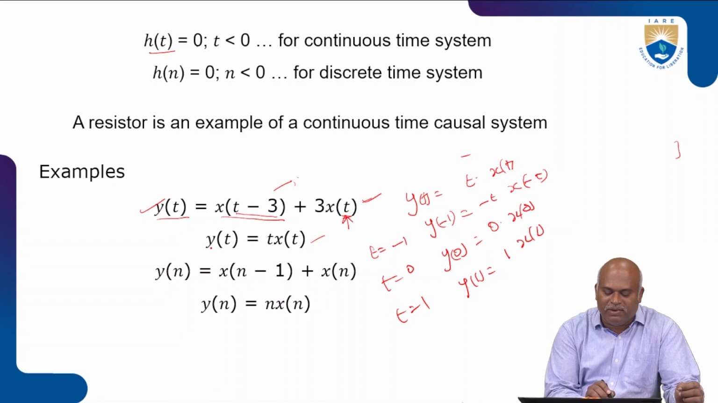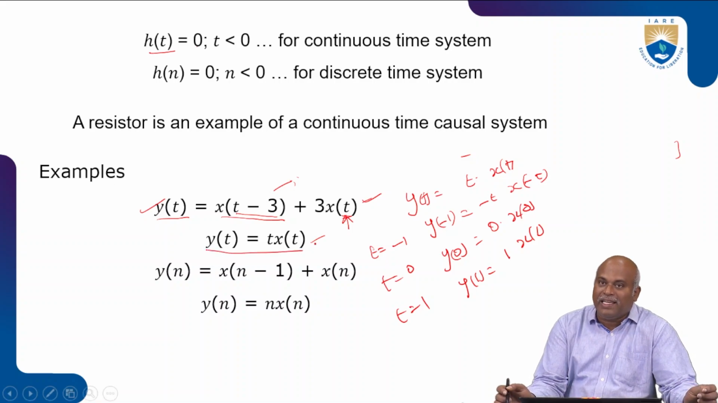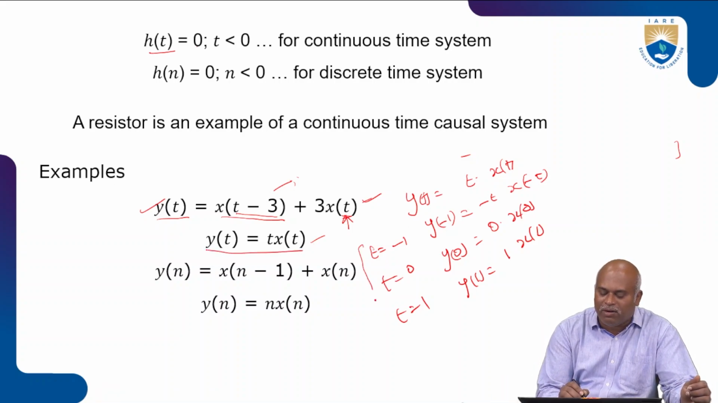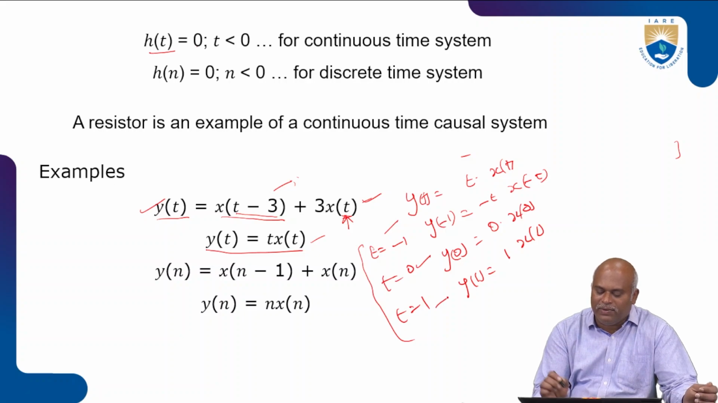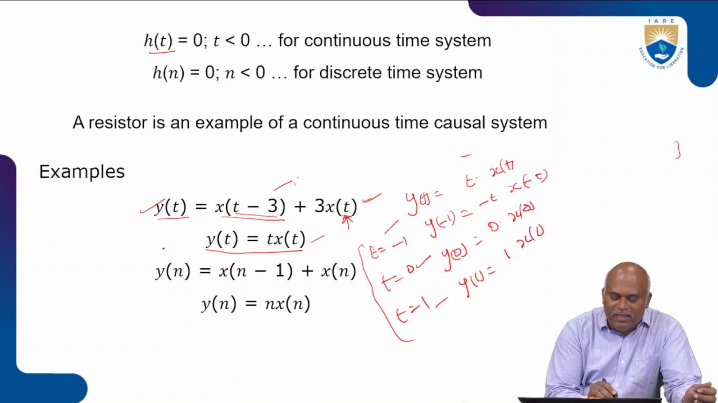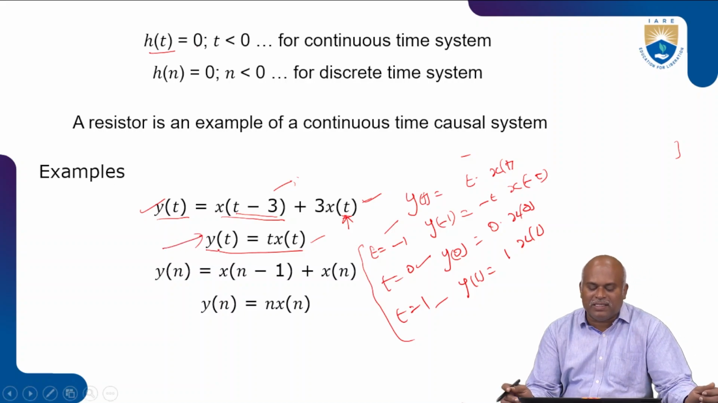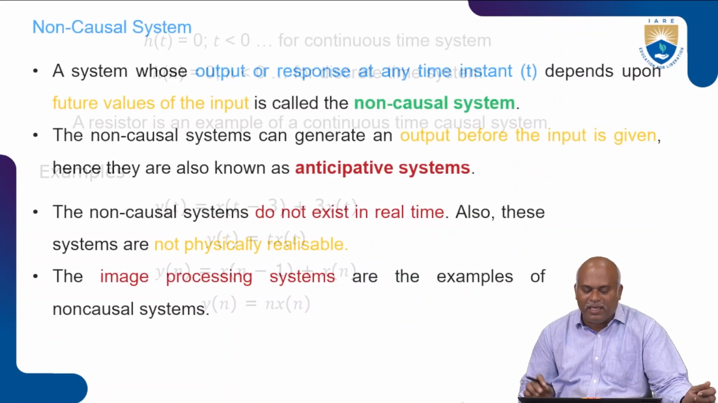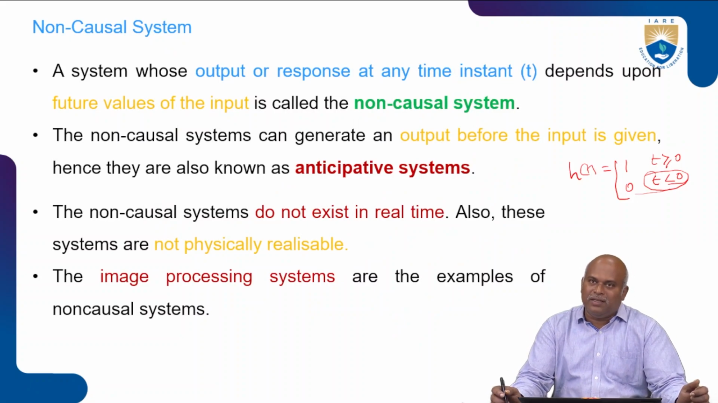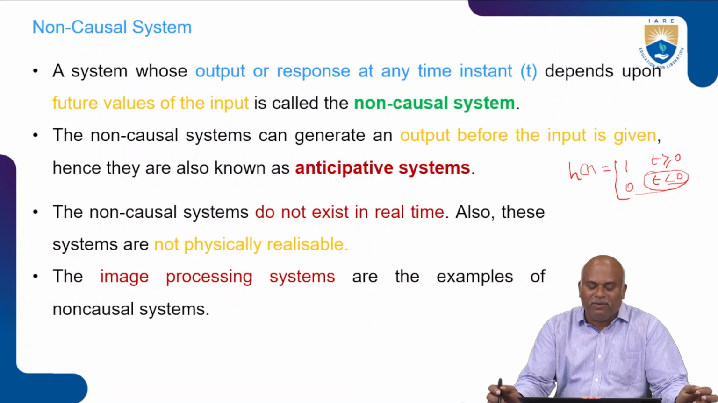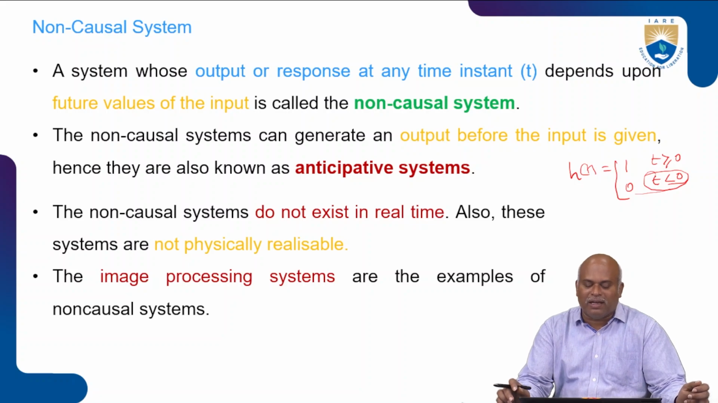So this system, y of t is equal to t x of t, is performed for all the inputs, that is, past value inputs, present and future value inputs. All inputs are performed. So that's why the system is represented as a non-causal system. A system whose output response at any time depends upon the future value of input is called a non-causal system.